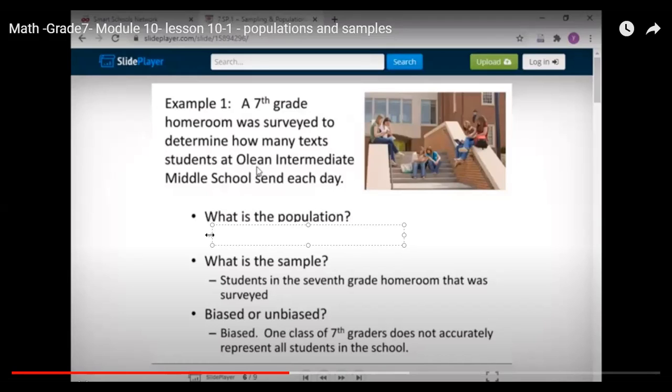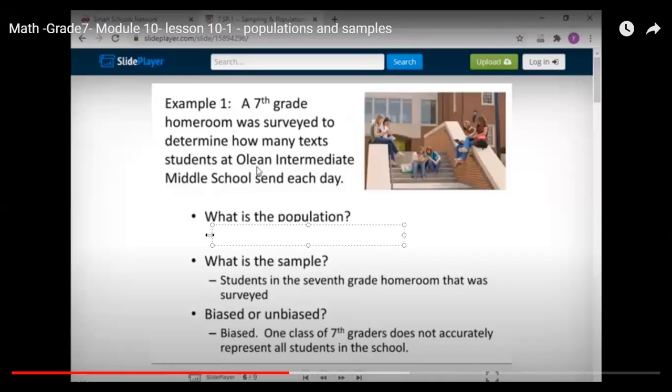So in this question, we are going to search about what is the population, what is the sample, is it biased or unbiased. Okay, so please read the question, Yatala.